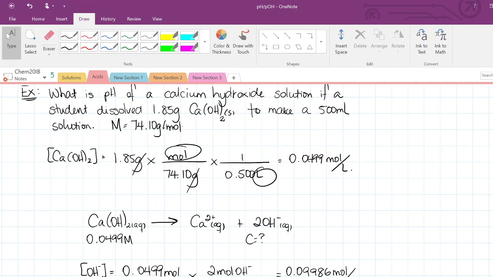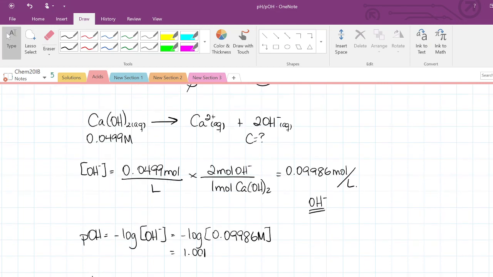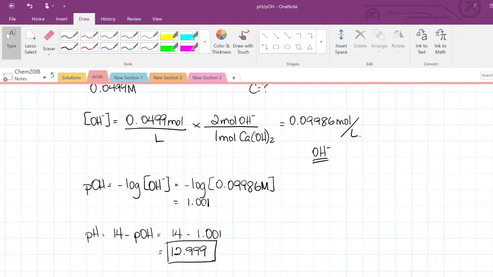So I have to figure out, because I can't do pH or pOH with the concentration of solution, I need the concentration of ions. So this is going to dissociate into a calcium ion and 2 hydroxide ions. I know my concentration of the solution is 0.0499 moles per liter. It's a 1-to-2 ratio, right? So that means the concentration of the hydroxide is double, 0.09986 moles per liter.